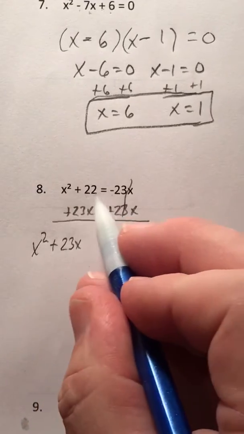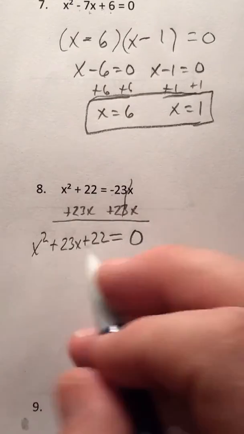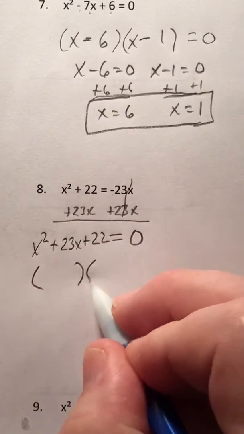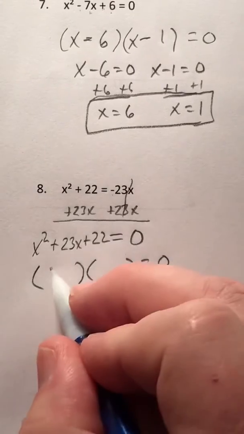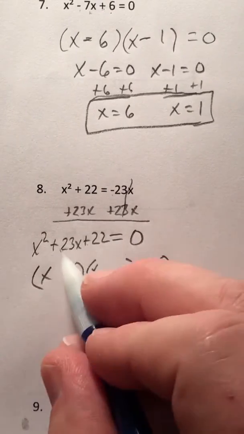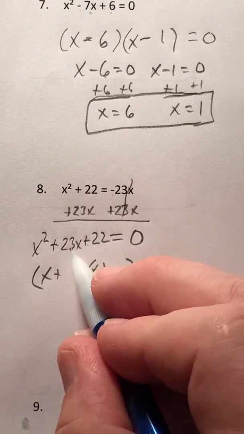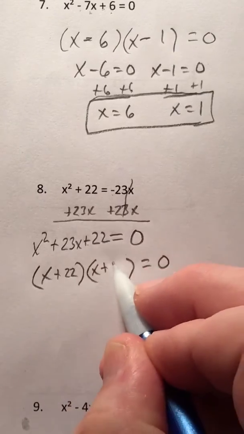Then we need the term that's the constant, the one without the x. And then no leading coefficient, so we factor it out. Two sets of parentheses, equals 0. X is in the front. Signs are the same, and they're both plus. And the factors of 22 that add up to 23 are 22 and 1.